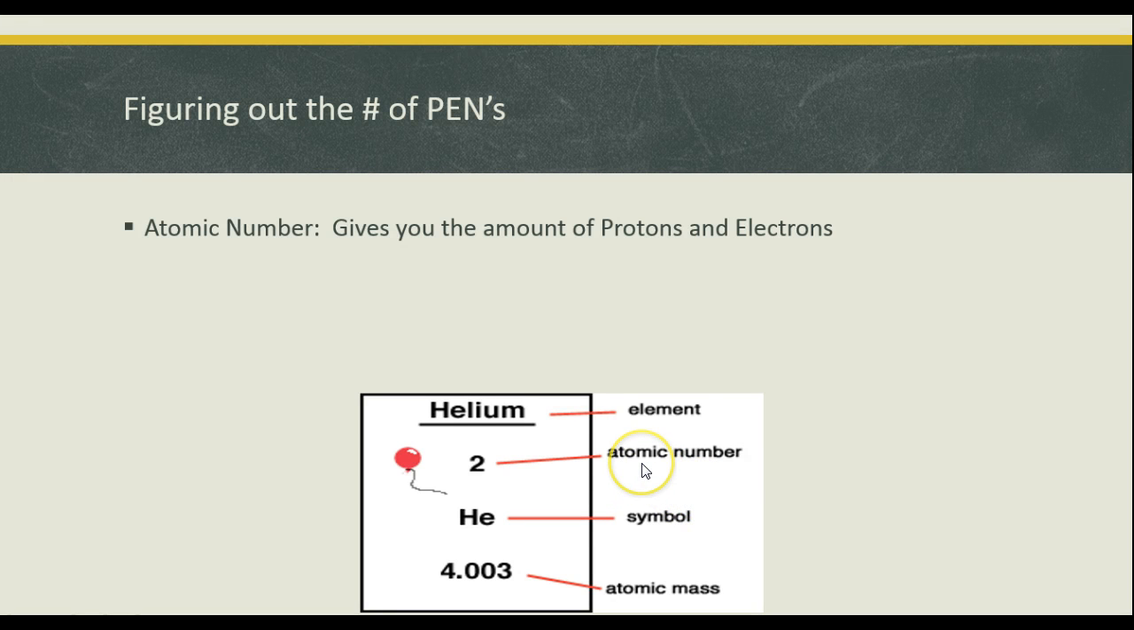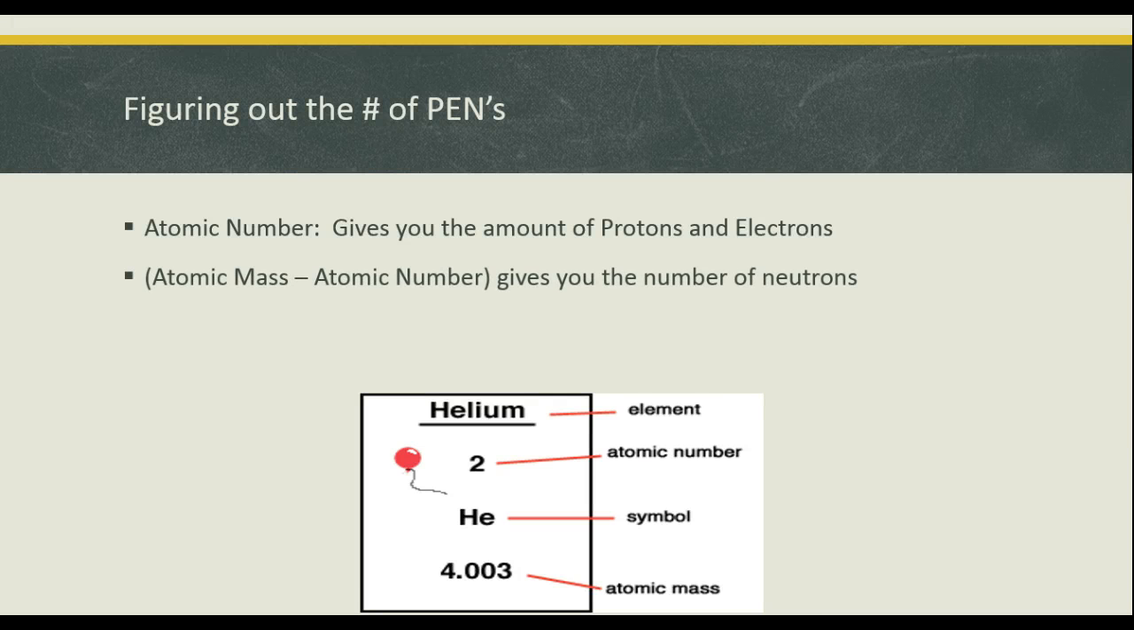First is the atomic number, which is always the smaller number. That will give you the number of protons and electrons. To find out how many neutrons there are, you must subtract the larger number, which is the atomic mass number, by the atomic number. So when we figure this out, protons equals 2 because that's the same as the atomic number. Electrons equal 2 because it's the same as the atomic number. And neutrons equals 4, we'll round to 4, minus 2 equals 2 neutrons.